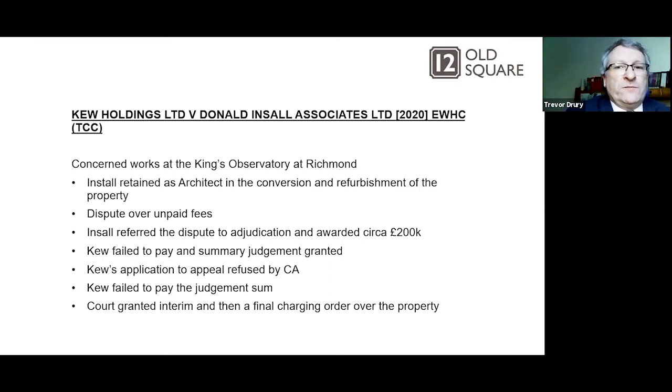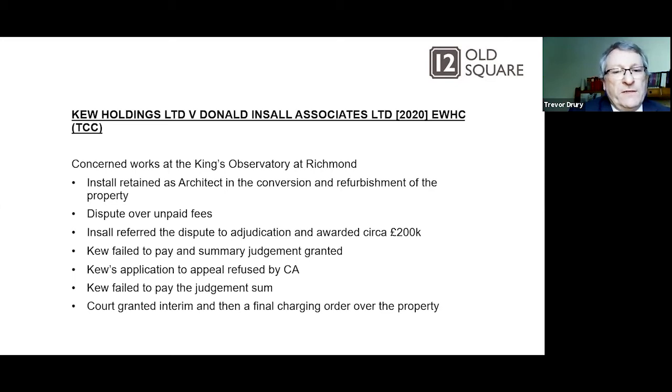Q Holdings and Donald Insel Associates. So again, concerned works at King's Observatory in Richmond. Insel were the architects, and it was for the conversion and refurbishment of the property. And this dispute started as a dispute over unpaid fees, and Insel referred the dispute to adjudication and were awarded something in the region of 200,000.